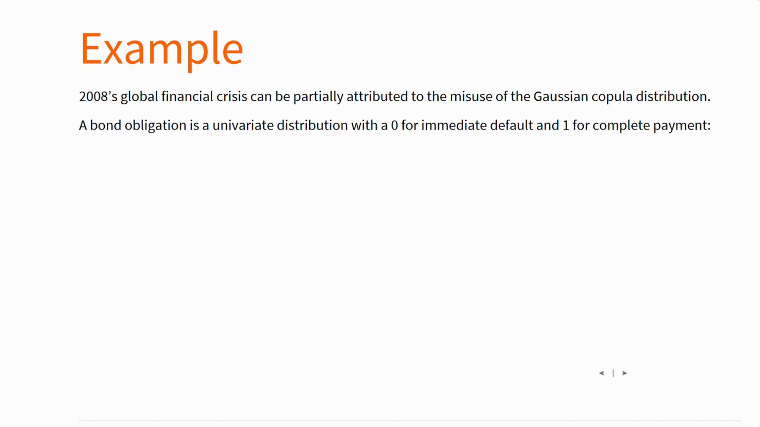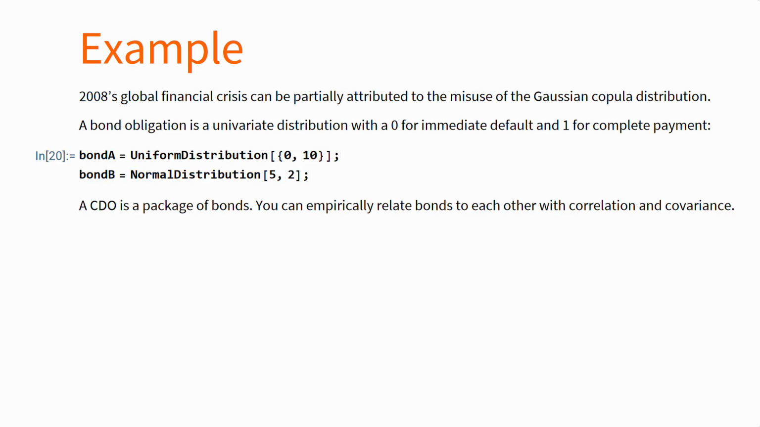A bond obligation is a univariate distribution with a 0 for immediate default and a 1 for complete payment. So the true value of a bond obligation is somewhere between 0 and 1. You can use a uniform distribution for that, or really any distribution with a domain of 0 to 1. A CDO, without getting into details, is simply a package of bonds. You can empirically relate bonds together using correlation and covariance.